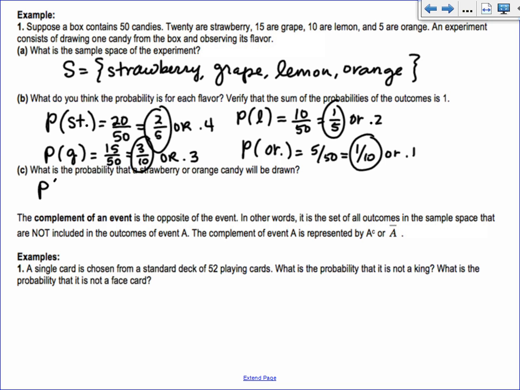And when you do this, you can do the probability of strawberry or orange, and you could look back at your original, and you could say, oh, well, there's 20 strawberry and there's 5 orange, so it's 25 out of 50, which is 1/2. Or you could actually even take the probability of strawberry, which was 0.4, the probability of orange, which is 0.1, and you could add them together. Okay, these events are what we call mutually exclusive, so we're allowed to do that.